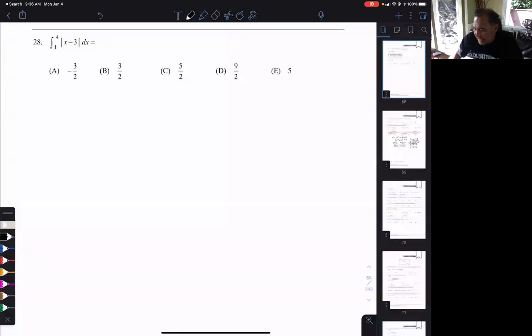So this is 1988, number 28. The best way is just to know what this graph looks like, and that would be the fastest way. If you know what this graph looks like, you would say it's shifted right 3 in its absolute value, so it's going to look like that. And you're integrating from 1 to 4.